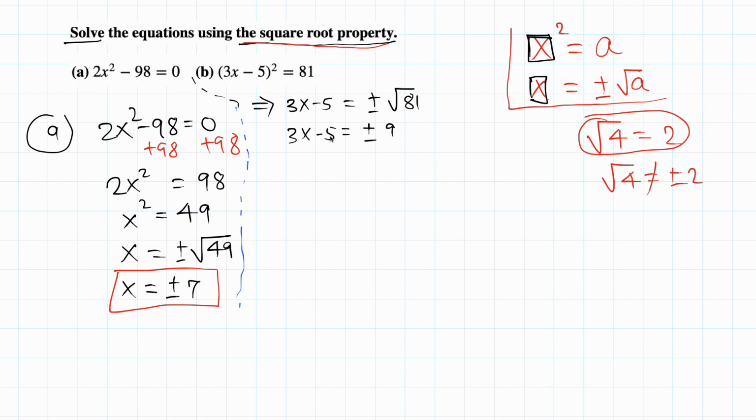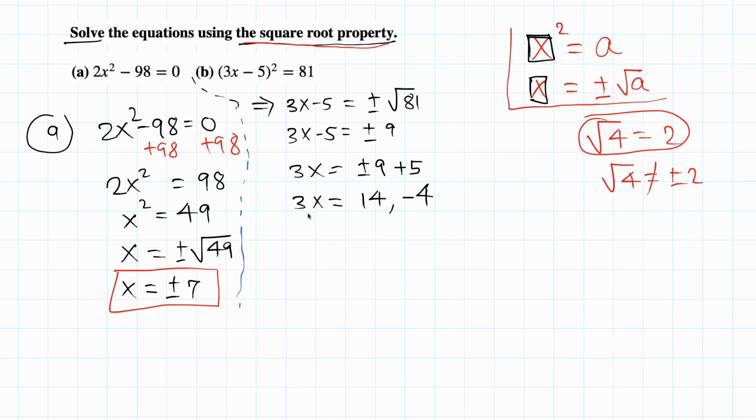Here is minus 5, so let's add 5 to both sides. Plus or minus 9, we are adding 5, so plus 5 and plus 5. Let's work on this one. Because we have two numbers, plus 9 plus 5 is 14. Minus 9 plus 5, that's minus 4.